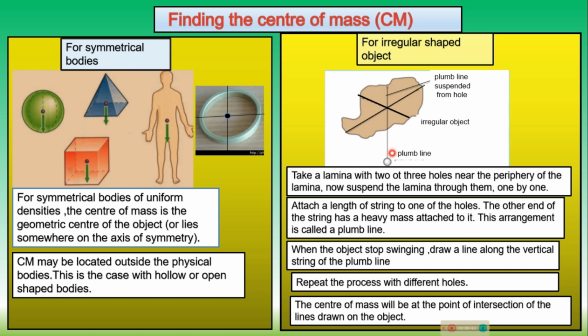When the object stops swinging, draw a line along the vertical string of the plumb line. Repeat the process with different holes. The center of mass will be at the point of intersection of the lines drawn on the object.